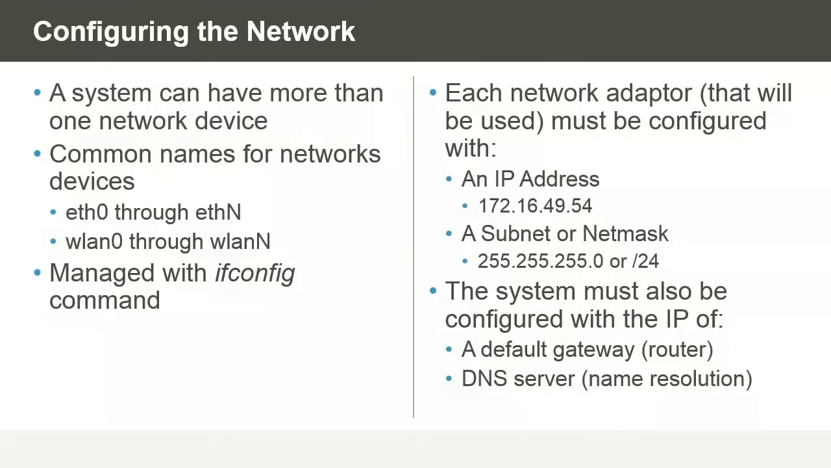We must also configure our system with the IP address of the default gateway or the router if we want to be able to transmit packets outside of the LAN. We should also have configured a DNS server IP address. This is used to resolve names to IP addresses. In this video, we discussed basic network terminology.